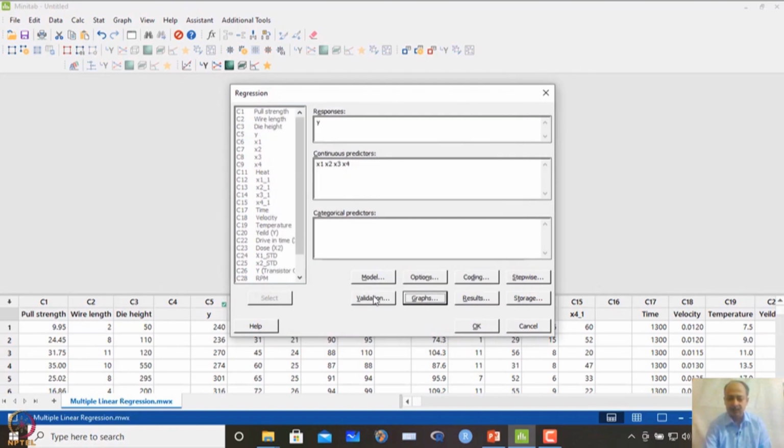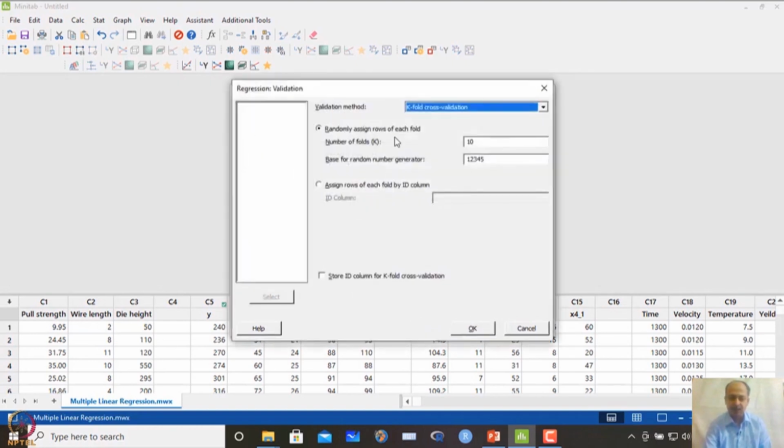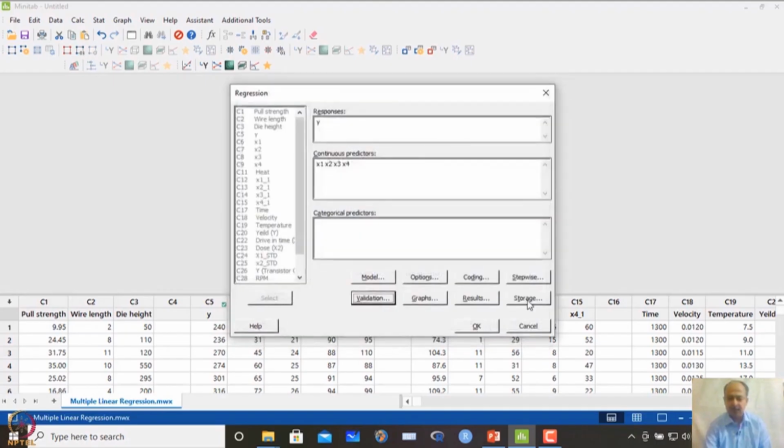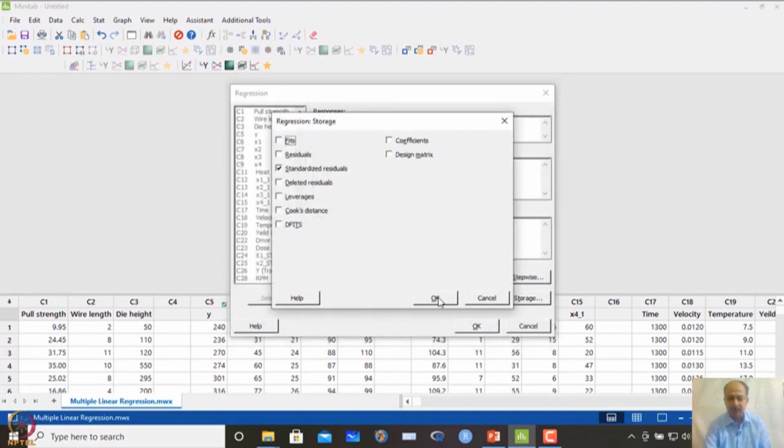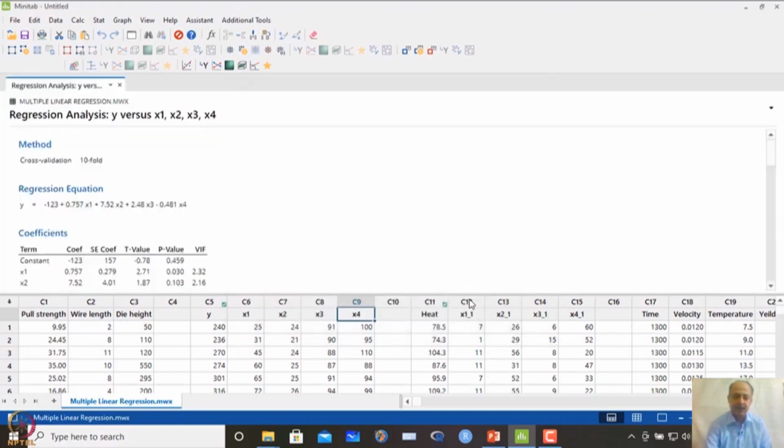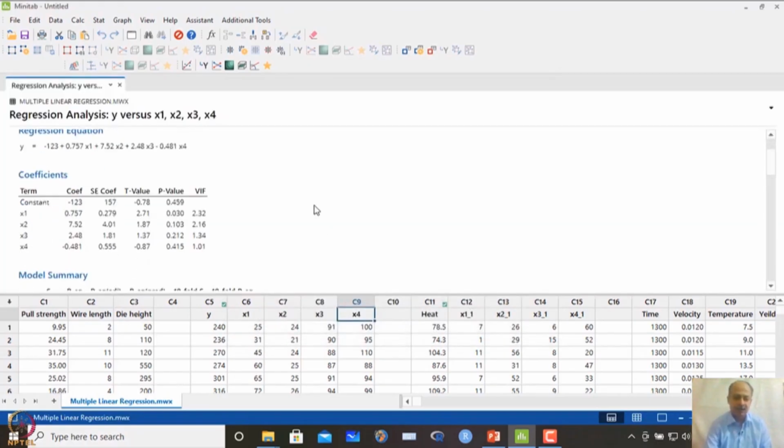Validation, the tenfold cross validation that we discussed last time, can also be put in here. Then in Storage, I want to store the standardized residuals, and click OK. Let us try to see what results we are getting.